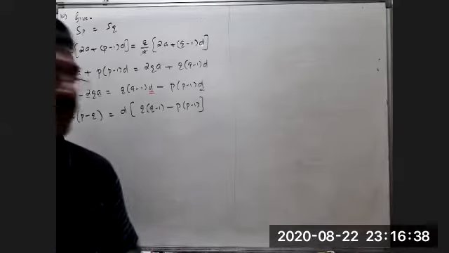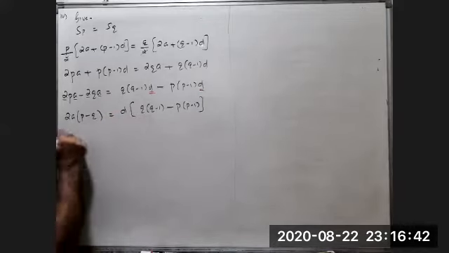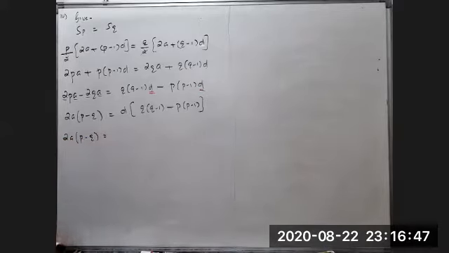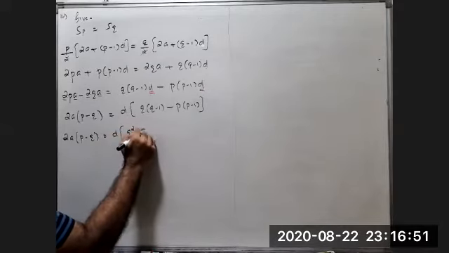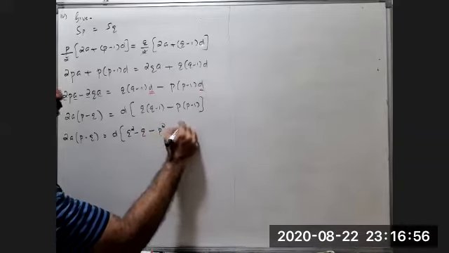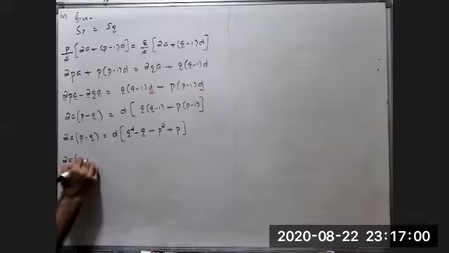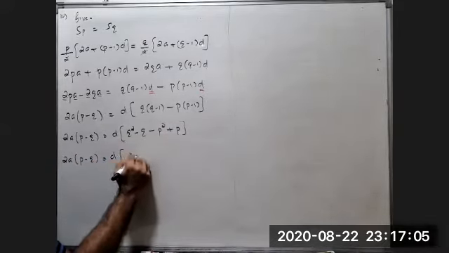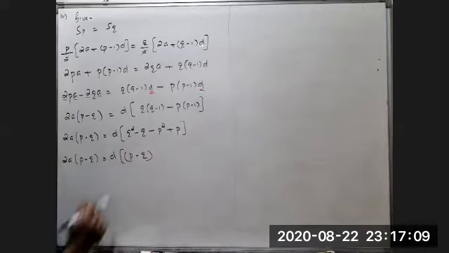What can be done? Here, nothing can be done. Here, open the bracket. So 2A, P minus Q, D into Q square minus Q minus P square plus P. 2A, P minus Q, D into here, P minus Q. I'm writing P minus Q.